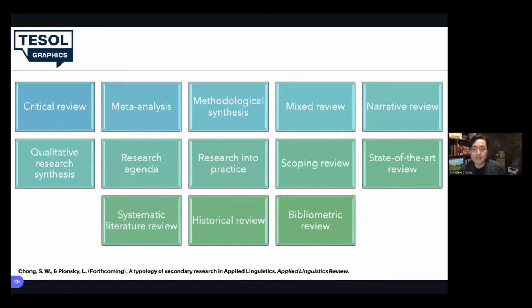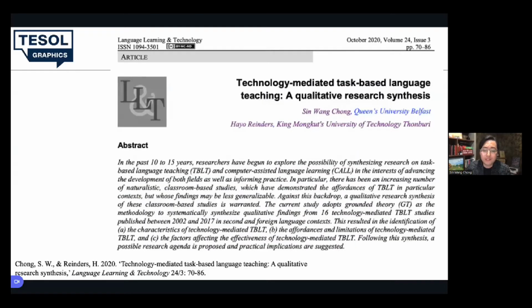I know meta-analysis is very popular in applied linguistics. It has been here for a very long time, but I'm sure you are also aware of other kinds of secondary research, like methodological synthesis, mixed review, scoping review, and more recently, I've been really promoting qualitative research synthesis in applied linguistics as well. So that's not the focus, but that's just a brief introduction about what I meant by secondary research. There are different types, both systematic and traditional.